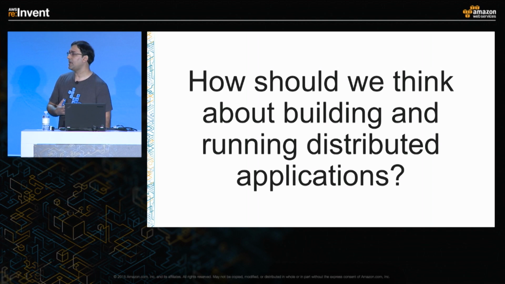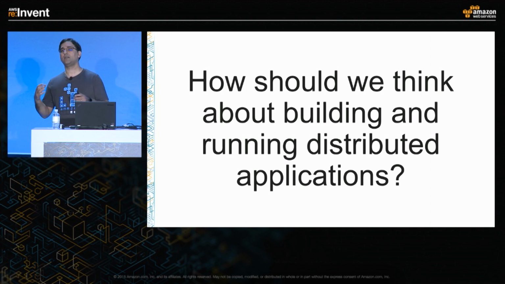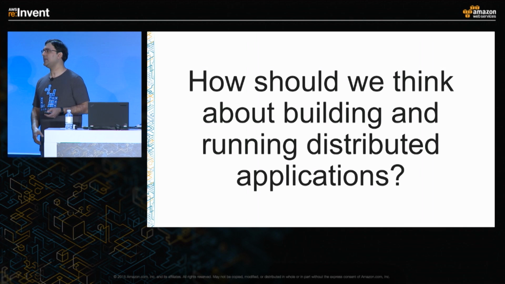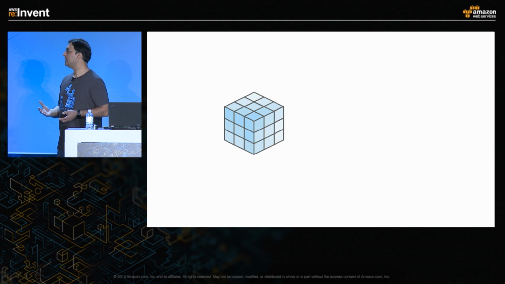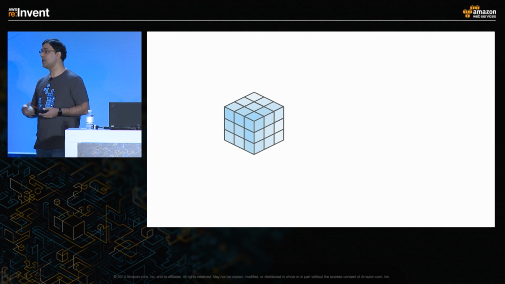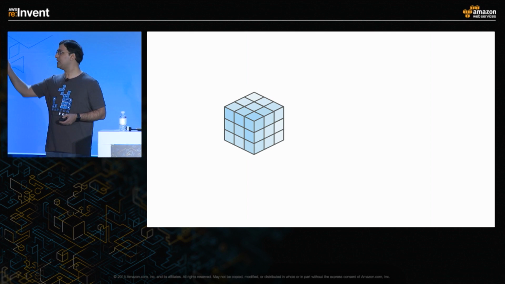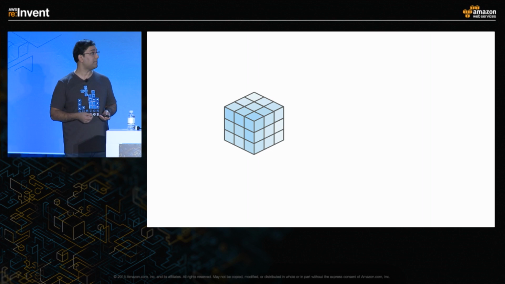When we are building and running these applications, what do we need? We've been talking about servers and applications, but I think we need a different primitive. And here's how to think about it. You have a server, an EC2 instance, with many processes running on it. Each of these could be a microservice or your tiny application.